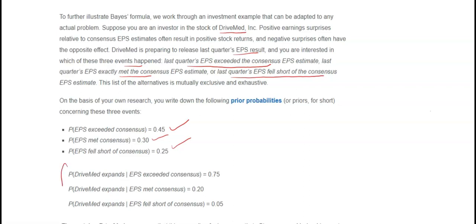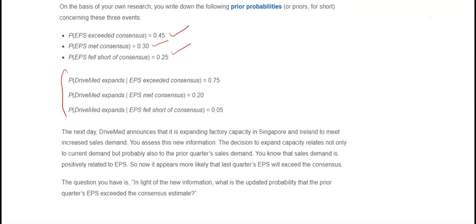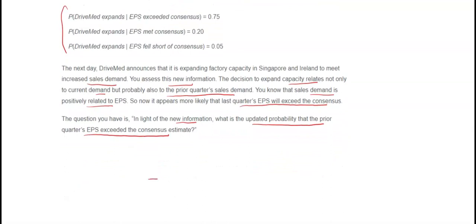Now we will consider this later. The next day, Drive Med announced that it is expanding factory capacity in Singapore and Ireland to meet increased sales demand. You assess this new information. The decision to expand capacity relates not only to the current demand, but probably also to the prior quarter sales demand. You know that sales demand is positively related to EPS, so now it appears more likely that last quarter EPS exceeded the consensus, so our focus will be on this. In light of this new information, what is the updated probability that the prior quarter EPS exceeded the consensus estimate? So we will apply the Bayes formula.